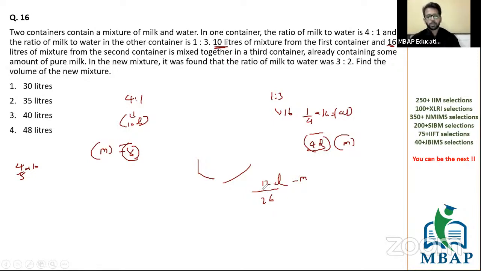Clear? I repeat, the total is going to be 26. Is this clear to everyone? So if I see this, what would this ratio be? 2 6s are 12, 2 13s are 26. So 6/13, I repeat, 6/13 is the fraction of milk which is there in the new container which is coming up.